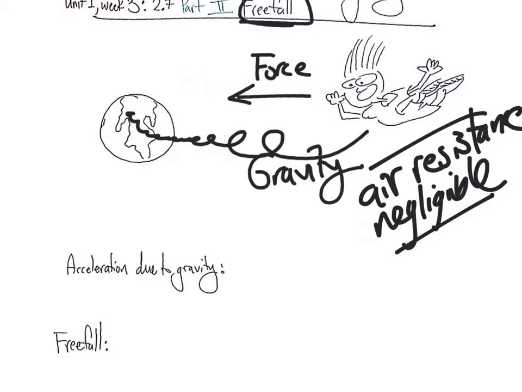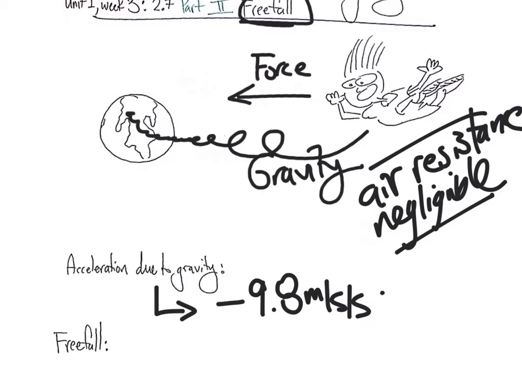So the acceleration due to gravity in Earth's gravitational field near the surface of Earth is, we say, negative 9.8 meters per second squared. And yes, writing the seconds squared is a thing because it's per second. The negative sign simply indicates direction.